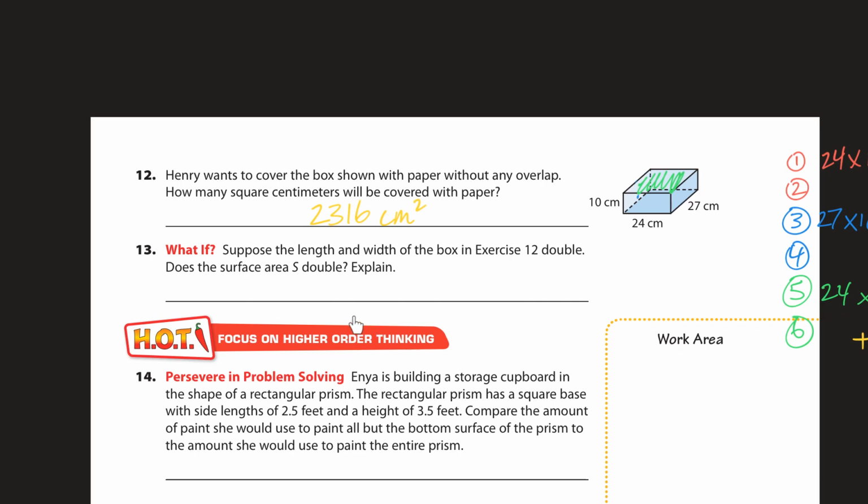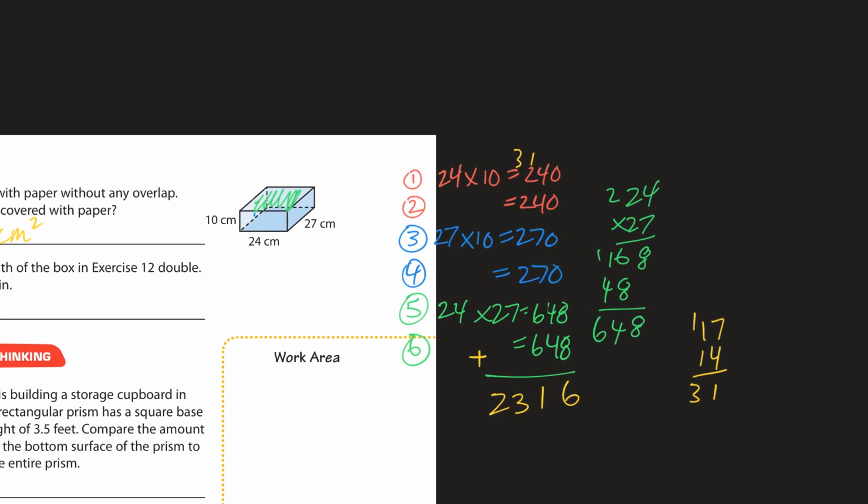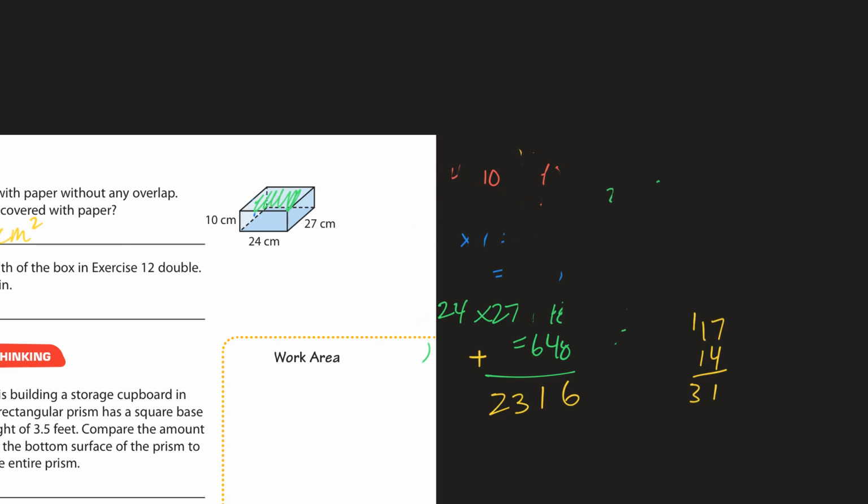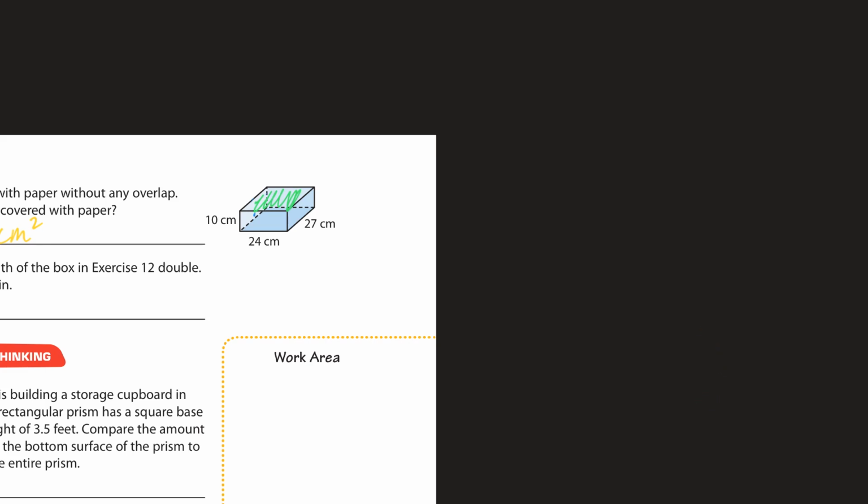Okay, well, let's look at this. I'm going to erase all this stuff here. All this is going away. I need some room here. We have the 2316, but I need to compare that to doubling the length and the width. So what we're looking at is if we double the length, that is 48, and if we double the width, that's 54, I believe. Yeah. Okay, so I need to take a new surface area of this.